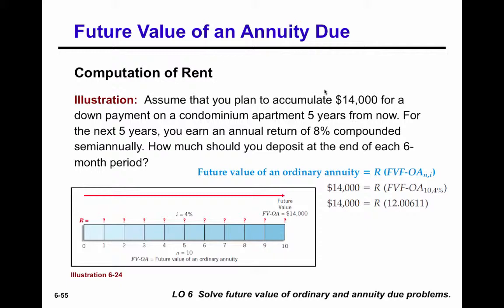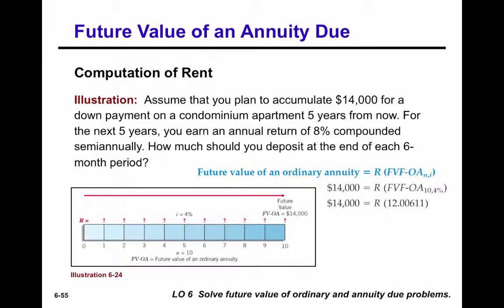Consequently, this first payment is going to come at the end of the first period. This is an ordinary annuity. Because it's semi-annual compounding, you're going to divide the 8% by the number of compounding periods per year to get 4%, 8% divided by 2. And you're going to multiply the 5 years by 2 because there will be 10 compounding periods in that 5-year period.